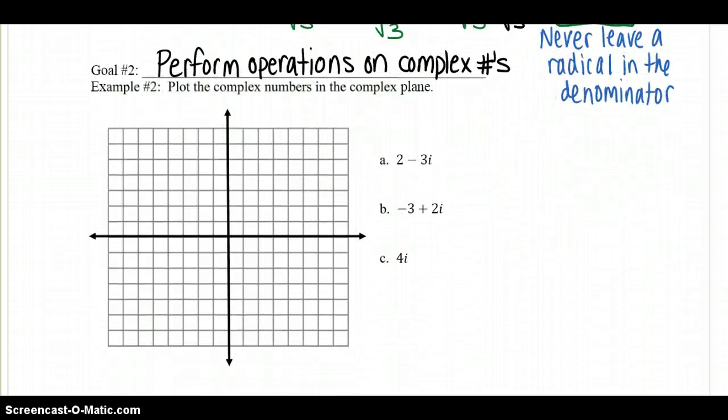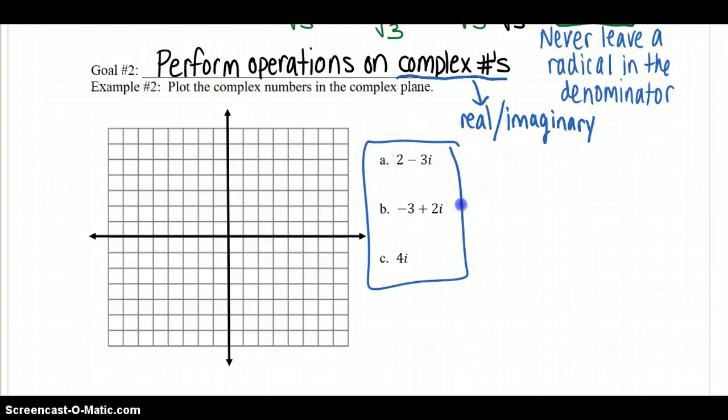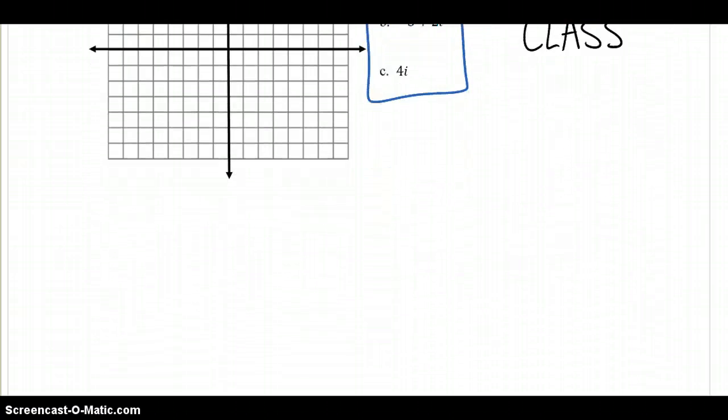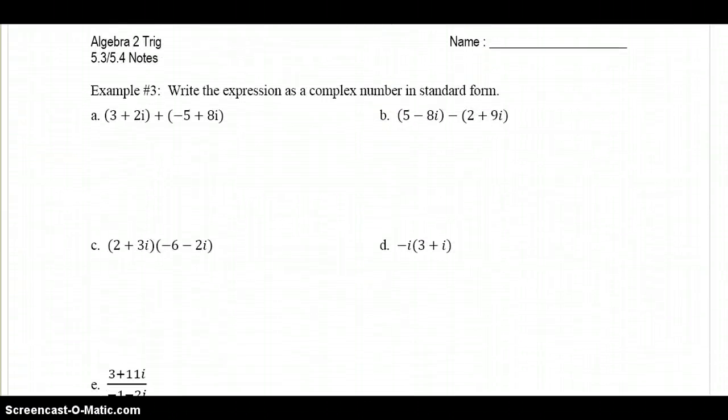Okay, the second goal we've got for the rest of this is to perform operations on complex numbers. Now when we talk about complex numbers, all that means is it's part real and part imaginary. So we're going to see numbers like this, and it's like these numbers here that you see in A, B, and C. Those numbers are all complex because each has a real part right here, and then an imaginary part, the part with i. Now, we're going to go over how to plot these numbers in class, because that's not too bad. But I want to get to some of these operations that are on the next page. So go ahead and flip your page over.